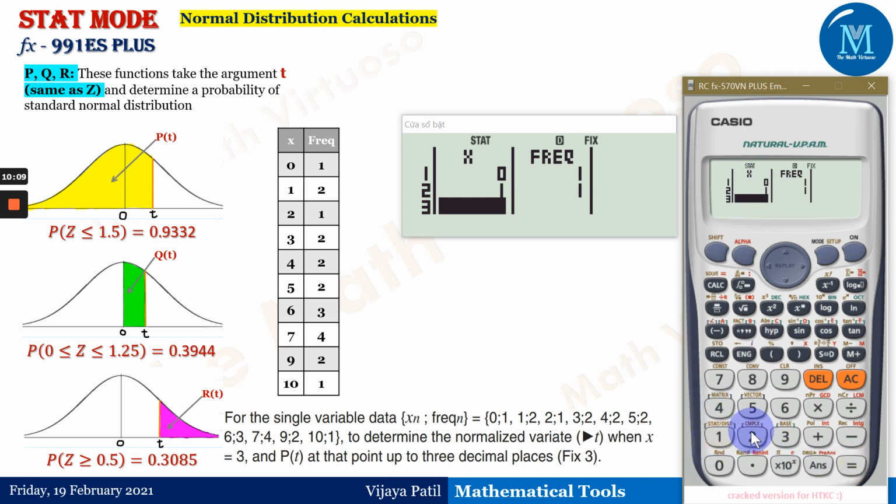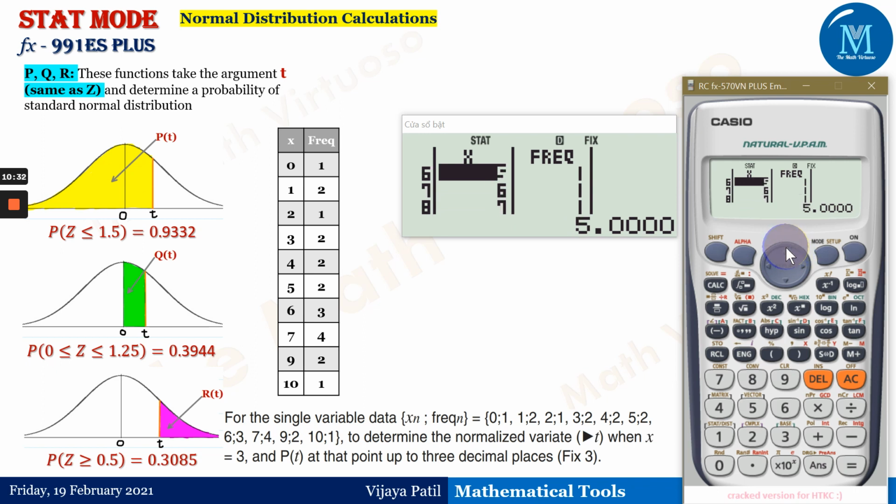1 equals to, 2 equals to, 3 equals to, 4 equals to, 5 equals to, 6 equals to, 7 equals to. Remember, after 7 there is no 8, purposely I have not given 8 here. So 9 equals to, 10 equals to. So we have got filled up with the values of x.